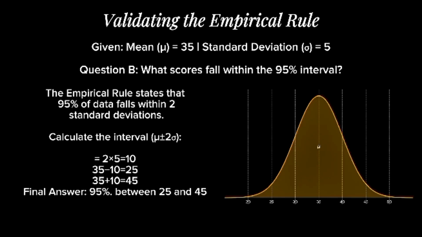Question B: What scores fall within the 95% interval? The empirical rule states that 95% of data fall within two standard deviations. Calculate the interval as the mean plus and minus 2 standard deviations, just like what we did in question A. But this time, let's multiply our standard deviation by 2, since we are going to find the 95% interval. So our final answer is 95% between 25 and 45.